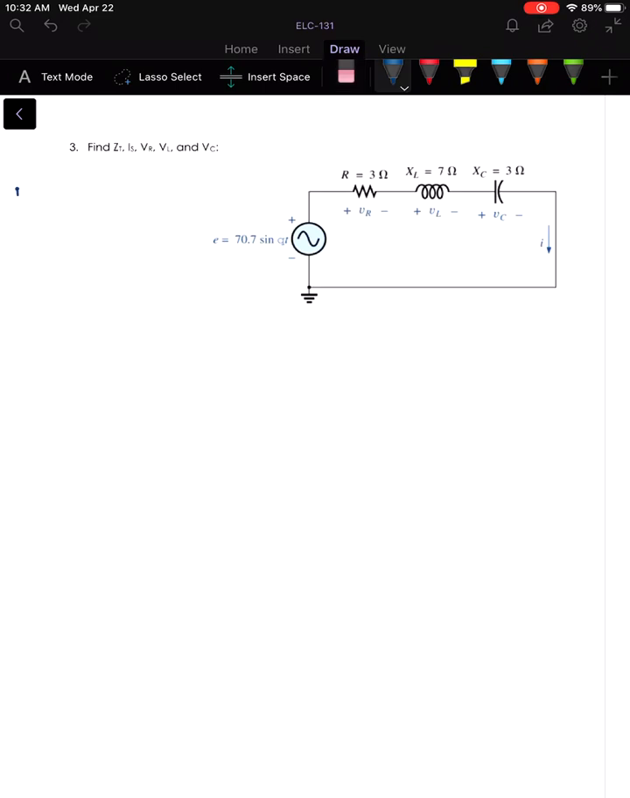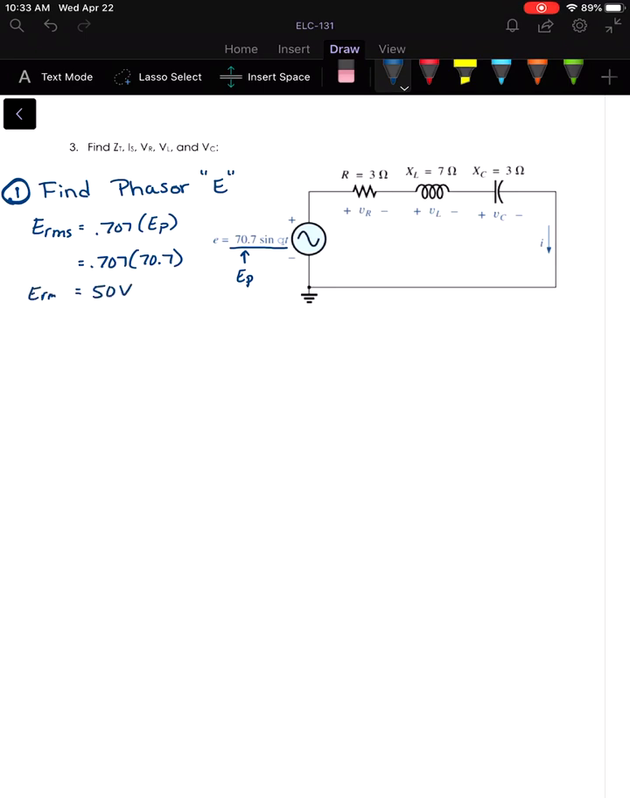All right, so first thing we want to do is to find our phasor source current. This is our sinusoidal equation, and that gives us the peak voltage. We want to find the phasor voltage, which is actually the RMS. So the RMS voltage would be 0.707 times the peak, and the peak is 70.7 volts. So the RMS voltage is 50 volts.